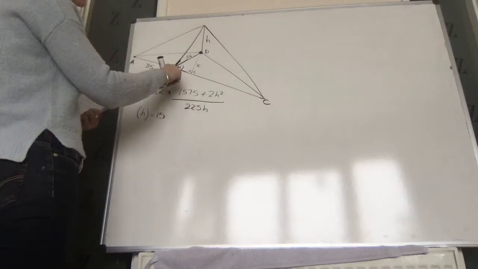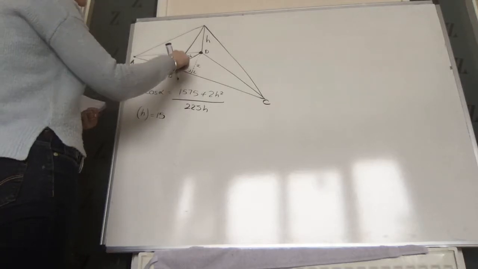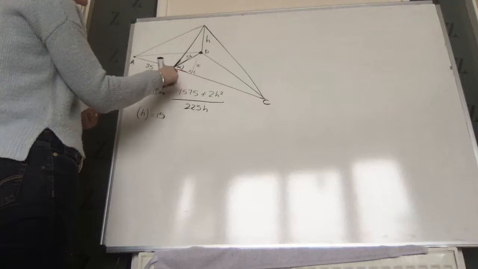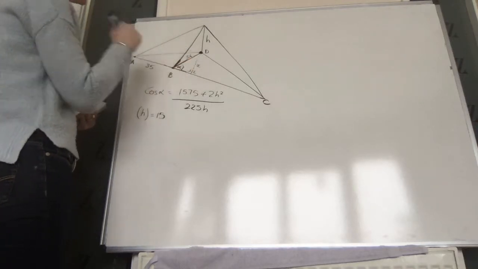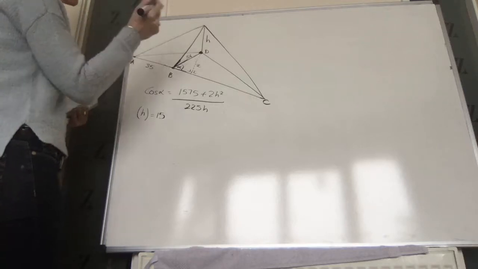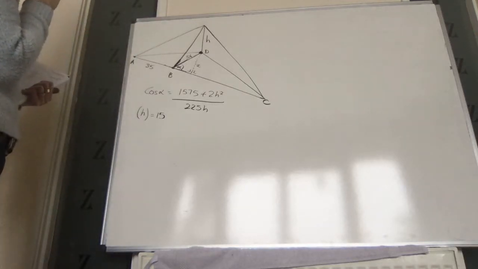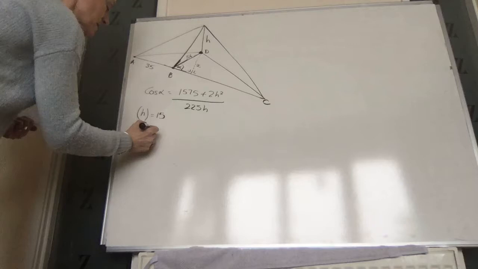Cosine alpha is the adjacent over the hypotenuse. So we can figure out what this distance is, and then we can use Pythagoras to find x. Is that the easiest? Well, that's just what's coming to my head right now. Maybe there's another way. Let's work out what the cosine of alpha is.